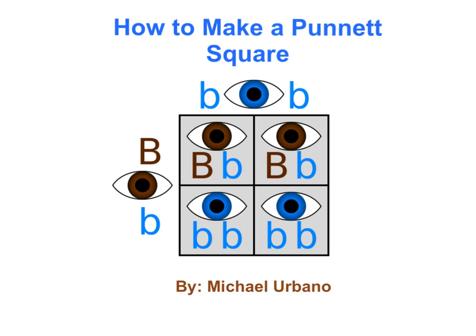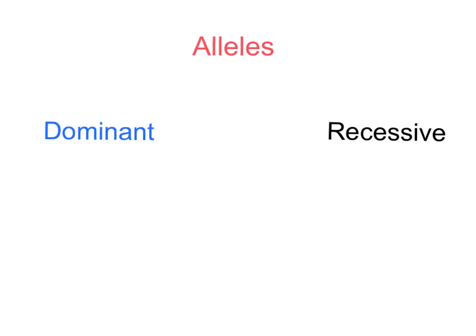How to Make a Punnett Square by Michael Urbano. Today we will learn how to make a Punnett square. A Punnett square is a tool that allows you to see the different gene combinations that are possible when two parents of any species create offspring.